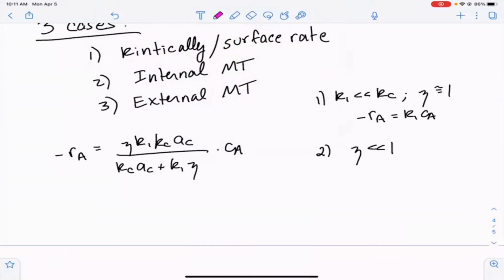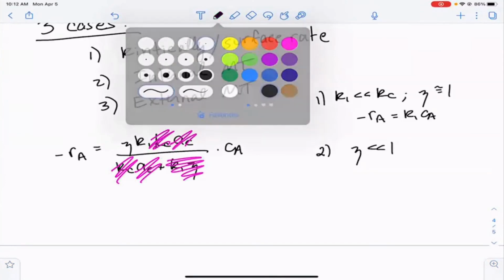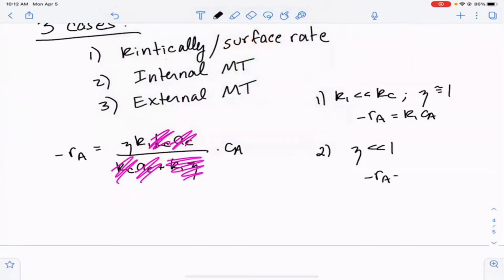So when the effectiveness factor is very small, essentially what happens is that the second term in the denominator is going to go away. And again, the Kc's are going to cancel, the ACs are going to cancel, and you end up with a functional form where Ra is just equal to the effectiveness factor times K1 times Ca. And again, hopefully that makes some sense.